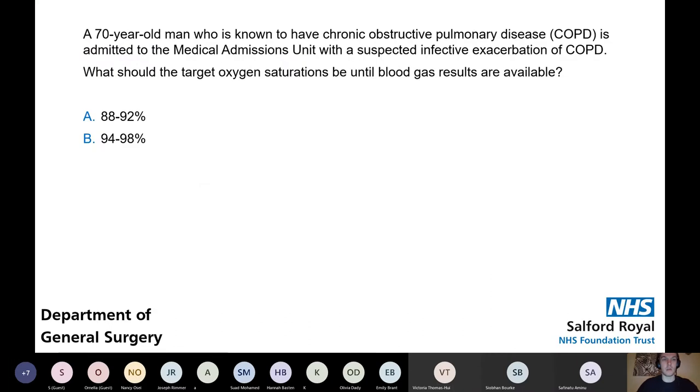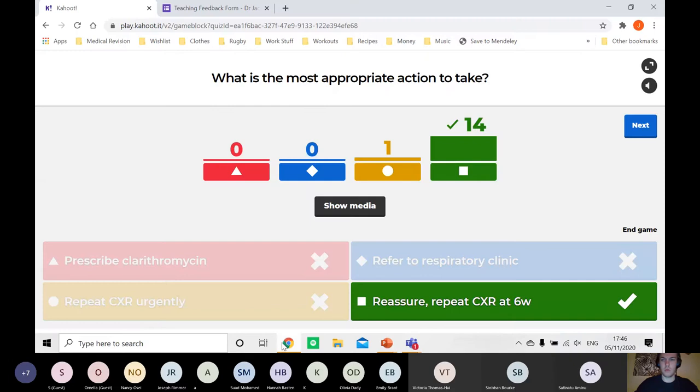Okay, next question. So a 70-year-old man, known to have COPD, admitted to the medical admissions unit with a suspected infective exacerbation. What should his target saturations be? So we haven't done a blood gas yet. He's got a diagnosis of COPD. What are his target sats? Should be a nice quick one.